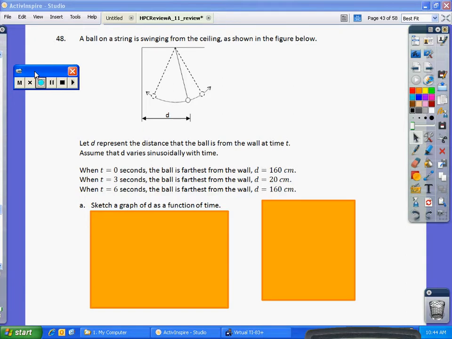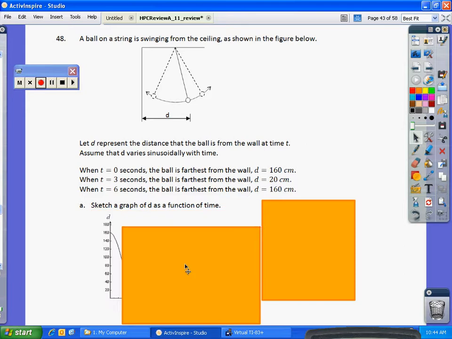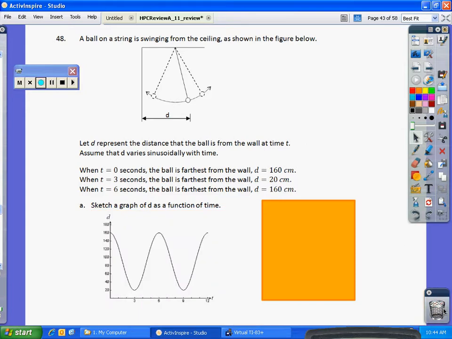So part A, they want us to sketch a graph of D as a function of time. So if you plot the points that they gave us, t equals 0, it's 160 centimeters, so you put a point there. At t equals 3, it is at 20 centimeters, so you put a point here. And at t equals 6, it's back to 160 centimeters.